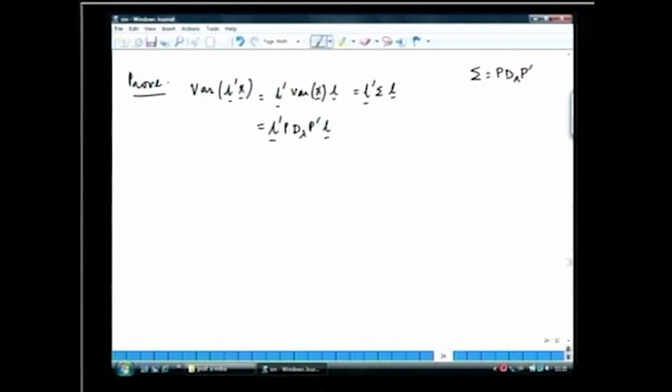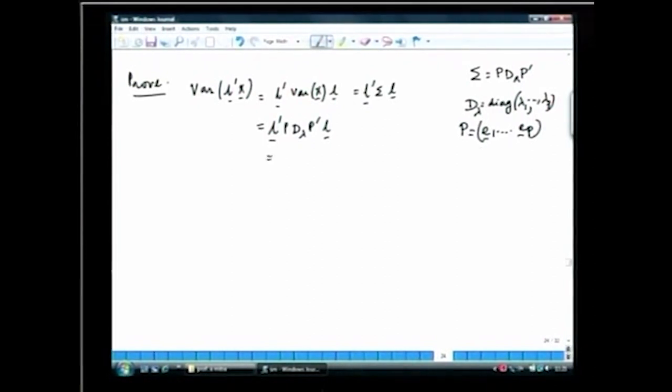Now, I have already said that this sigma is given in terms of its spectral decomposition P D lambda P prime. I have already said that the eigenvalues of sigma are lambda 1 to lambda p, and e 1 to e p are the corresponding orthonormal eigenvectors. So, I know the structure of D lambda, this is nothing but diagonal lambda 1 to lambda p, and the P matrix has e 1 to e p as its columns. Okay. So, P is an orthogonal matrix.